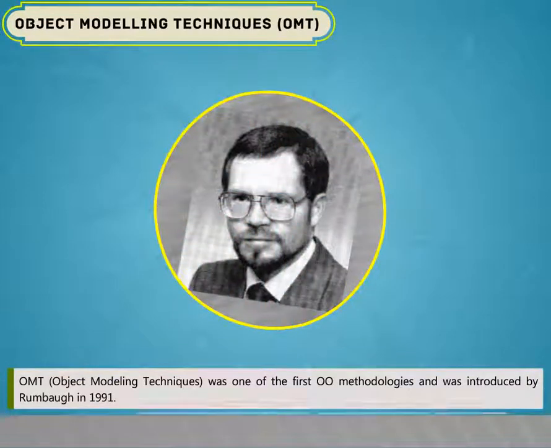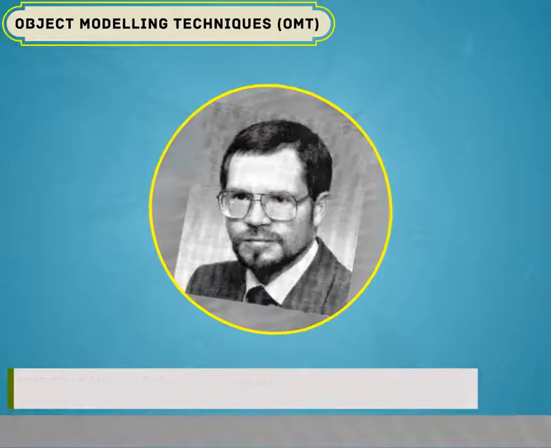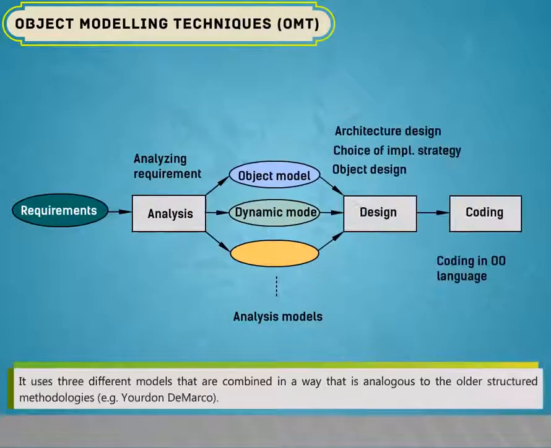OMT, Object Modeling Techniques, was one of the first OO methodologies and was introduced by Rumbaugh in 1991. It uses three different models that are combined in a way that is analogous to the older structured methodologies, for example, Yourdon DeMarco.